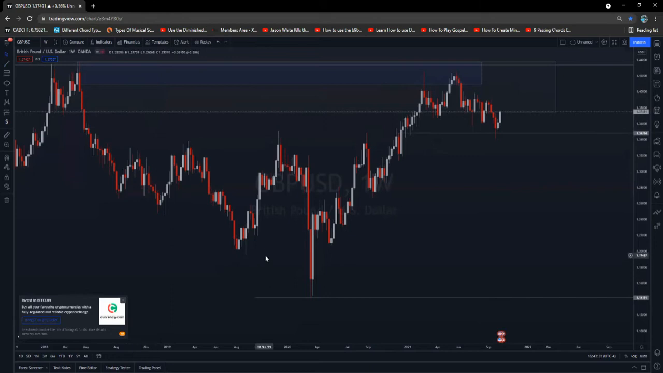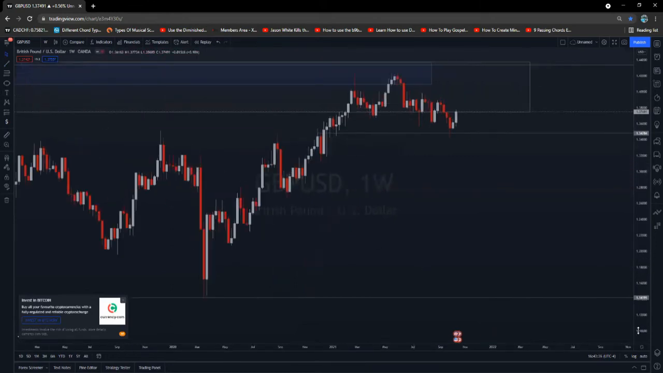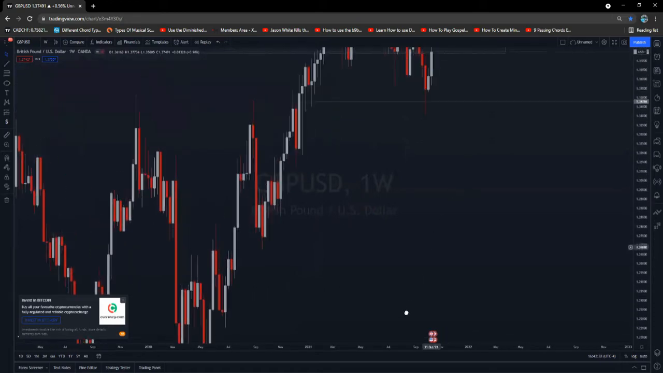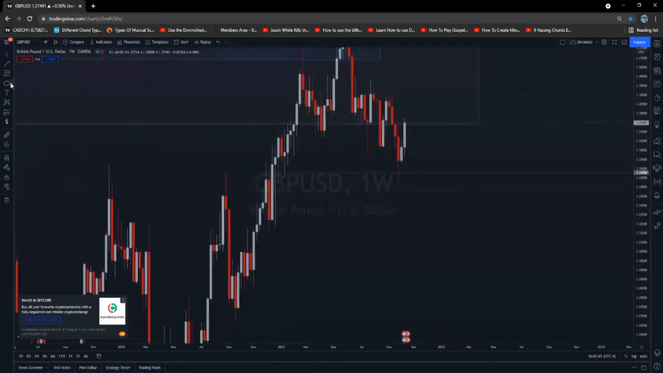So on the weekly though, there's this nested supply area where the market is located right now. It's not a good area, but then the only thing that's working for it, to be honest, is the fact that, how do I draw this? It's the fact that it's within a higher time frame area. That's the only thing that's going for this area.